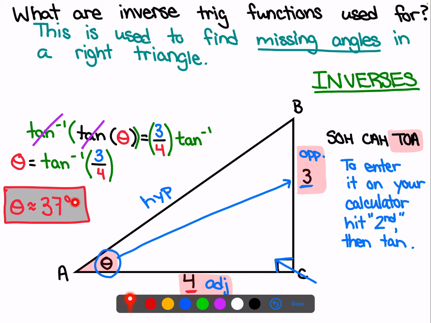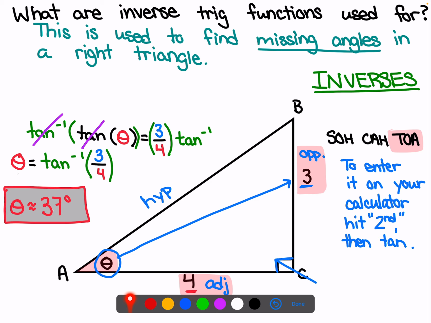So if you're not getting 37 degrees, let me go ahead and check what else you would get if it's in radians. If you're in radians, you get 0.6435. So if you're getting a really small number that doesn't make sense for an angle measure, you're probably in radians and just need to switch your calculator over to degrees.